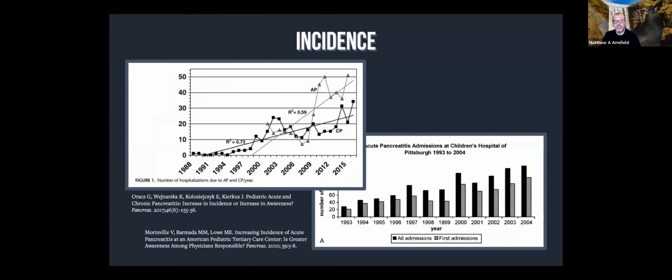Incidence: recent studies have shown an increasing incidence of pediatric acute and chronic pancreatitis over the last 2 decades. What both studies suggest here is that the increasing awareness of pediatric pancreatitis among pediatric care providers, and the subsequent increase in biochemical testing for pancreatitis, is largely responsible for this increase.